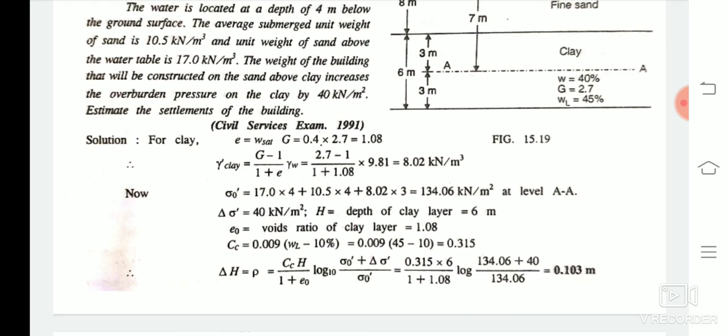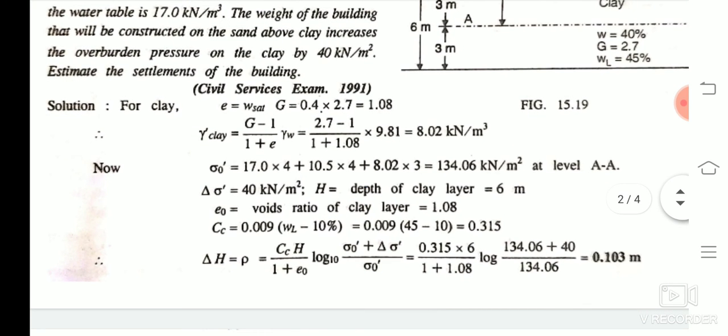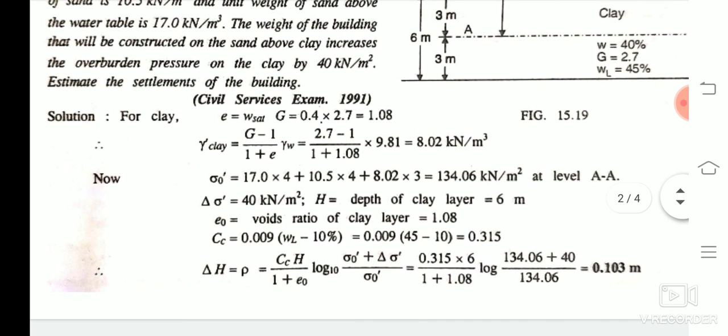The total depth of the clay layer is 6 meter, and the void ratio has been provided as 1.08. So how will we get the value of Cc? In this case, the compression index has to be obtained from the formula 0.009 times (liquid limit minus 10%). The liquid limit has already been given for the clay layer as 45%. So 0.009 multiplied by (45 minus 10) gives 0.315.